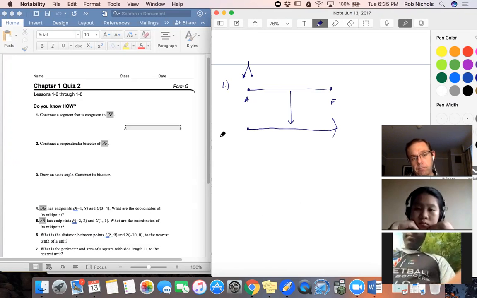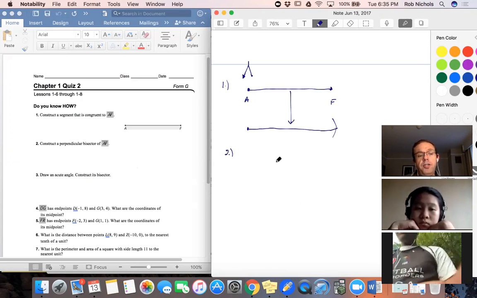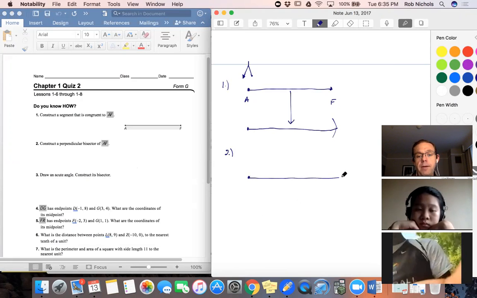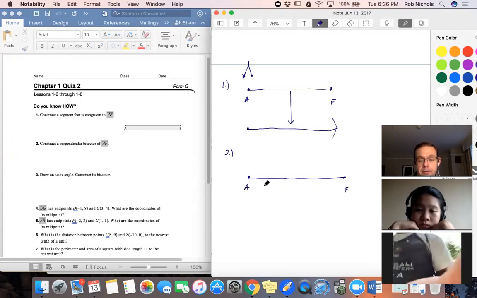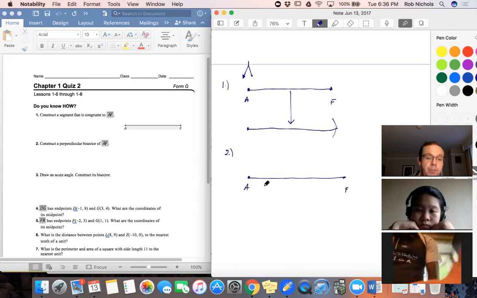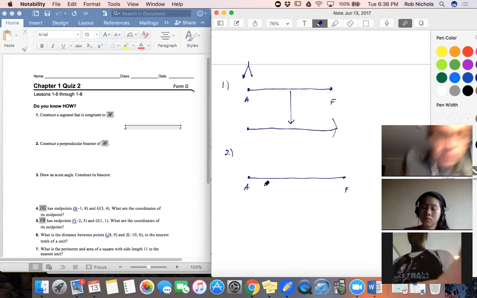Okay. Number 2, it says construct a perpendicular bisector. So this one's a tricky one. If I was asking you to do this by hand, watch this. So here's A and here's F. So what we would do for the perpendicular bisector, let me see if I can remember this one.